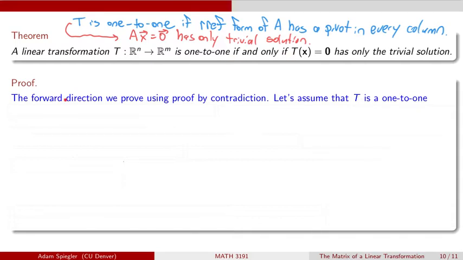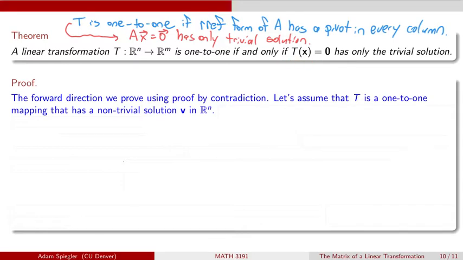So the forward direction we'll prove using a proof technique called proof by contradiction. And if you're not familiar with this proof technique or other proof techniques, that's okay. We'll illustrate what this proof technique is in this example. So how a proof by contradiction would start is we're going to assume the opposite of what we're trying to prove. So we're trying to prove that if T is 1-to-1, then this thing only has a trivial solution. So let's assume the opposite.